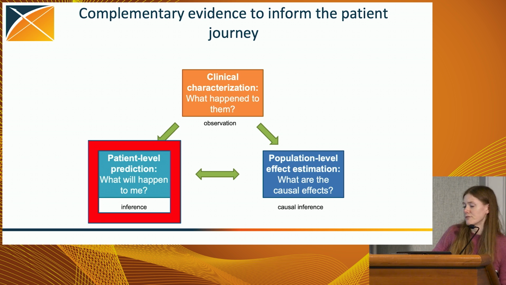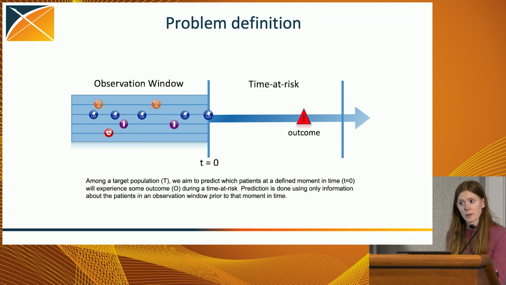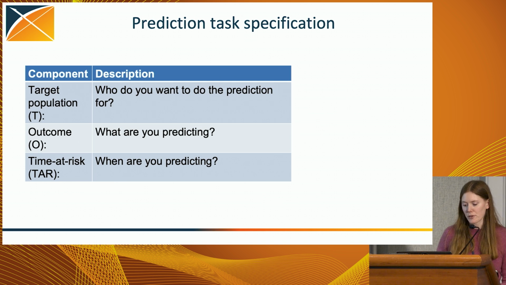So the patient level prediction framework, effectively the definition looks like this. When you're doing prediction, you have a group of patients, which we call the target population, and this is the people you want to do the prediction for, and you have some index, some point in time where you're going to be saying, at this point in time, I want to know what would happen to them in some future time period. So target population, who you want to do the prediction for, outcome, what you want to predict, and time at risk, when you're trying to predict the outcome. So these are the components, and they're listed here. Same as I just mentioned, basically target population is who you want to do the prediction for. Outcome, what you're predicting. Time at risk, when you're predicting.